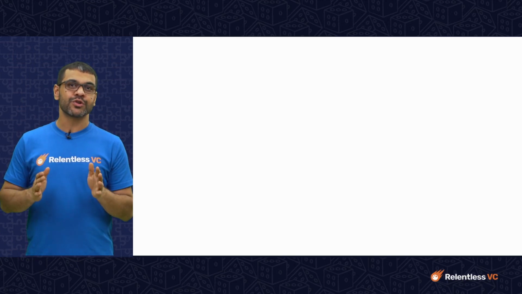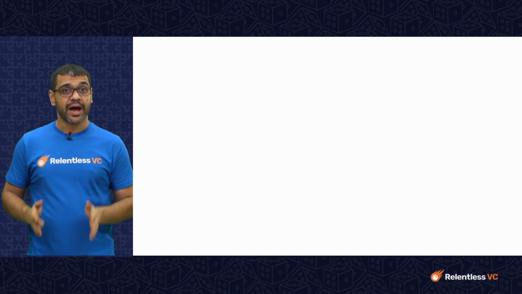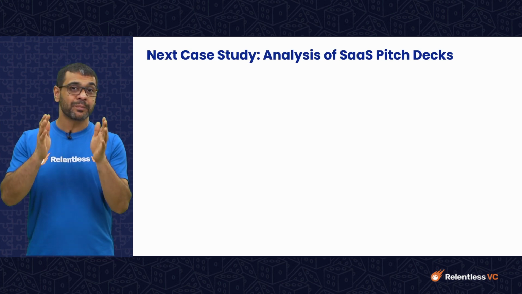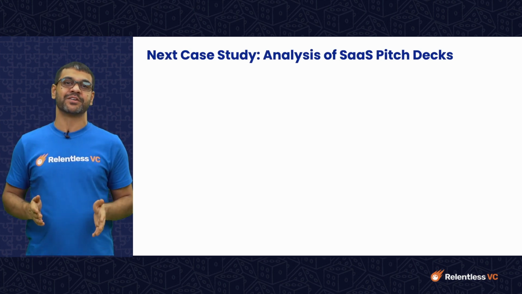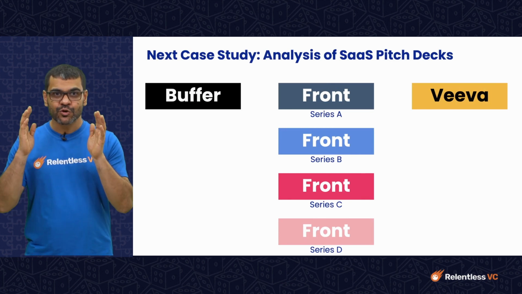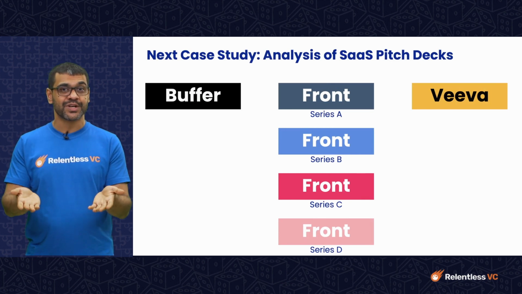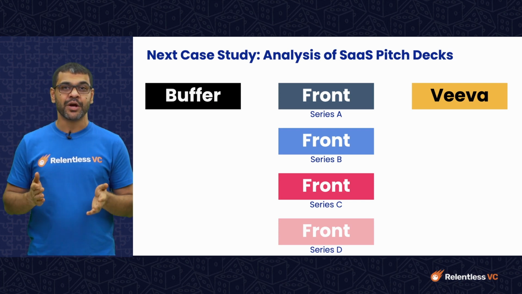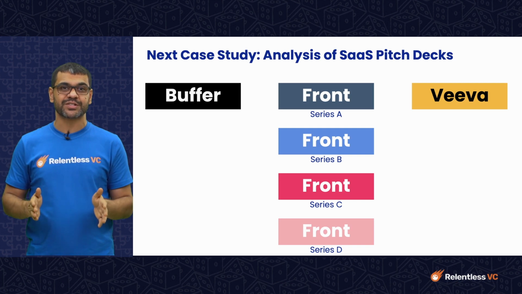So far in this course on the SaaS game, we have discussed why VCs love the SaaS game and why the SaaS model is good for customers as well. Next, we will be analyzing the actual pitch decks of three famous SaaS startups, Buffer, Front, and Viva. I will ask you to put yourself in the VC's shoes and decide whether you will invest in the startup or pass on it based on the information in the pitch decks.